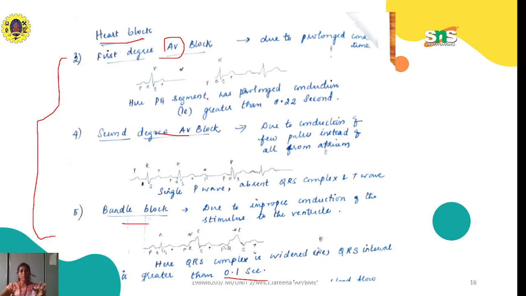So first degree AV block, you have a prolonged PR conduction. Second degree AV block, you have only the single P wave, that is the absence of the QRS complex and T wave. And bundle branch block, you have a widened QRS, that is greater than 0.1 second.